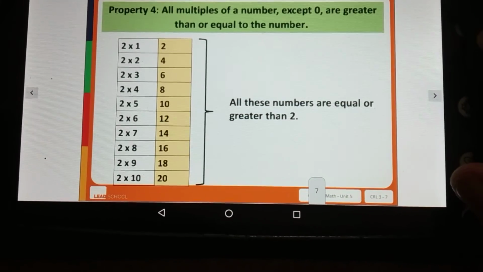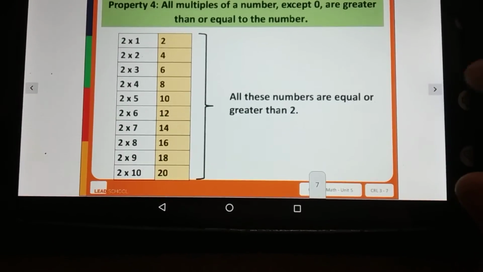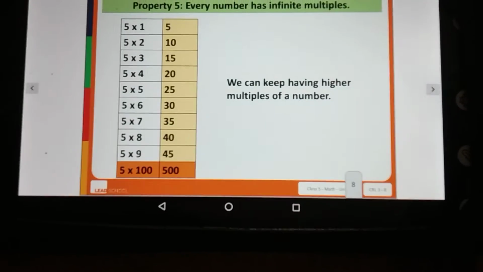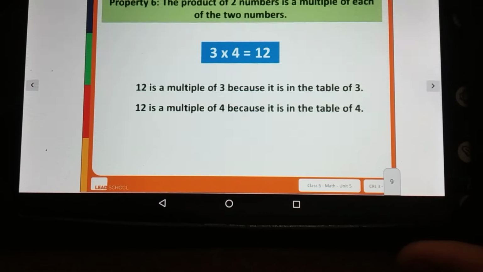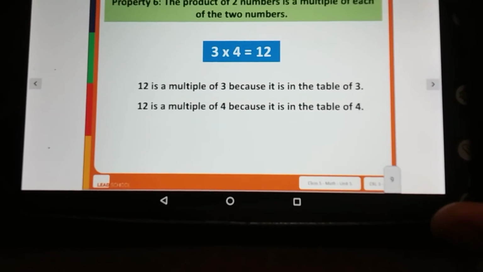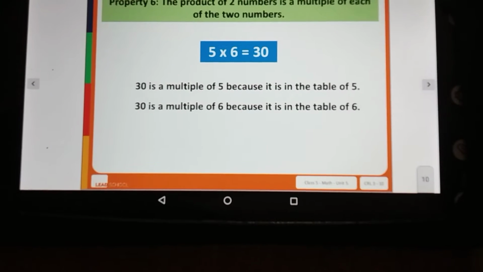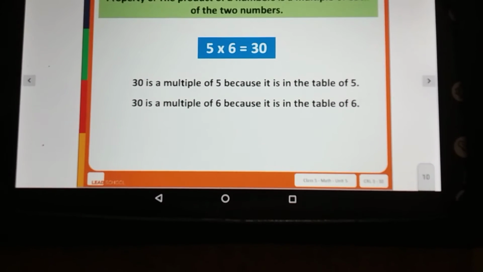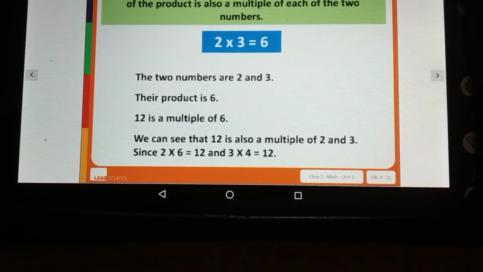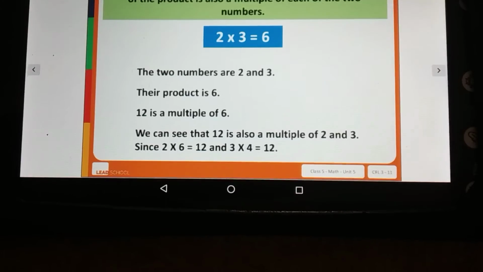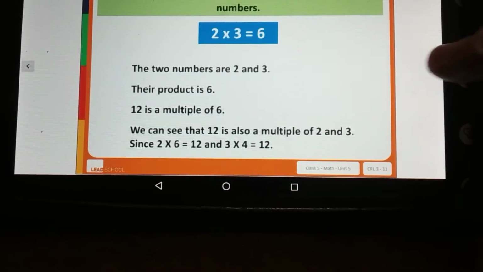All multiples of numbers except 0 are greater than or equal to the other number. Every number has infinite multiples. The product of two numbers is a multiple of each of the two numbers. Last one: if two numbers have a product, then a multiple of the product is also a multiple of each of the two numbers. Got it?